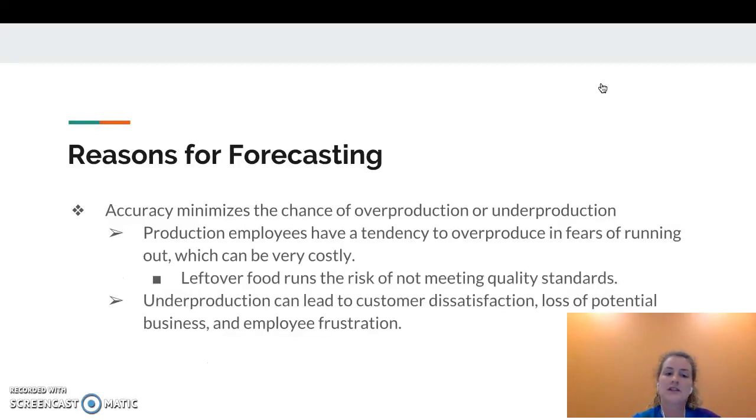The reasons for forecasting are that it improves accuracy, which minimizes the chance of overproduction or underproduction. And employees typically have a tendency to overproduce in fear of running out. But this can be very costly because leftover food runs a risk of not meeting quality standards, because it can be reheated and redistributed, but it's not going to be the same as when it's fresh. And underproduction can lead to customer dissatisfaction, loss of potential business, and employee frustration.